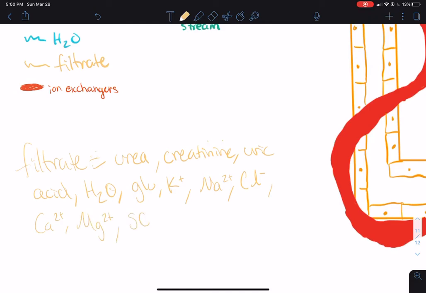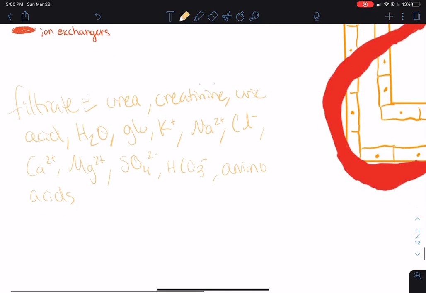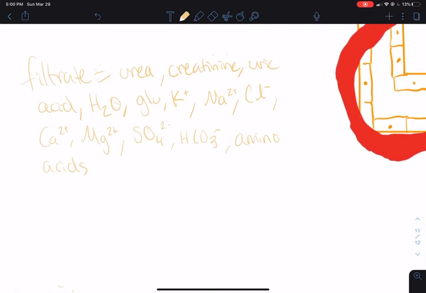We have, I think this is sulfate, sulfide, I'm not really sure, but this is also existing in the filtrate. This is just kind of passively floating back and forth. We have bicarbonate, which we'll definitely talk about, how that gets reabsorbed. We have amino acids, which are really small, so they can pass through the glomerulus, but we really shouldn't have a lot of these, otherwise that would be a bad sign. But remember, amino acids are the monomers of proteins.